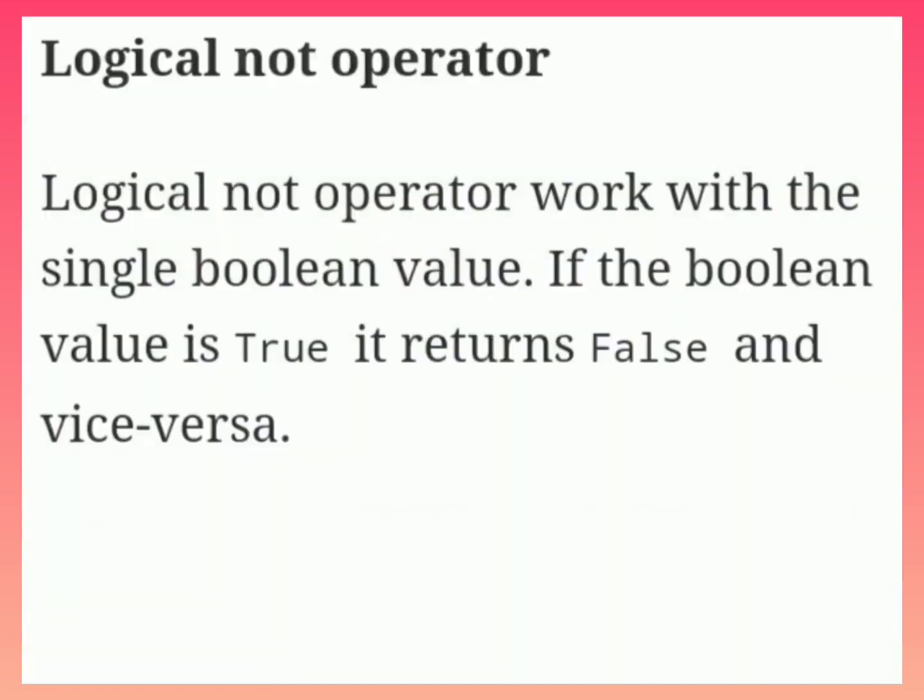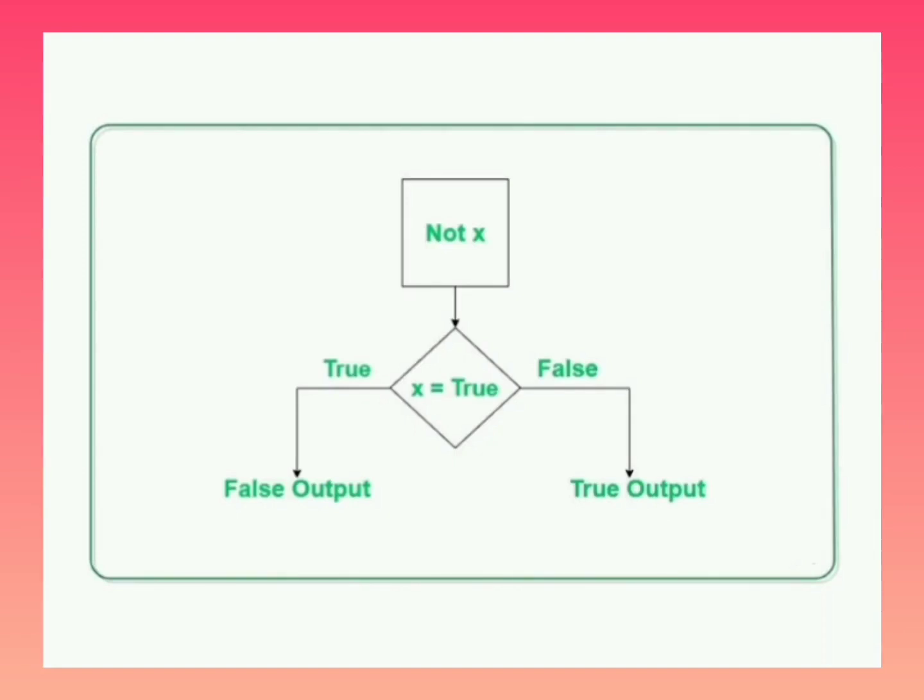Logical NOT operator. Logical NOT operator works with a single Boolean value. If the Boolean value is true, it returns false, and vice versa. Not of X. If X is equal to true, it returns false as an output, and if X is equal to false, it returns true as an output.